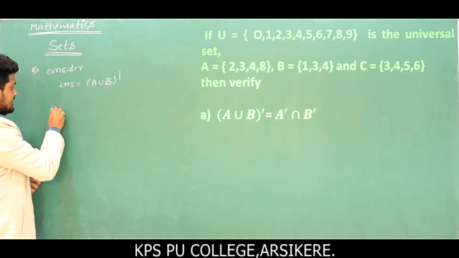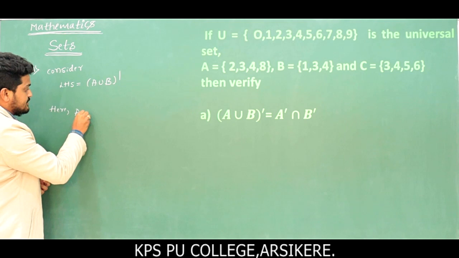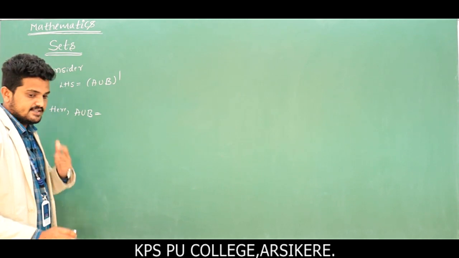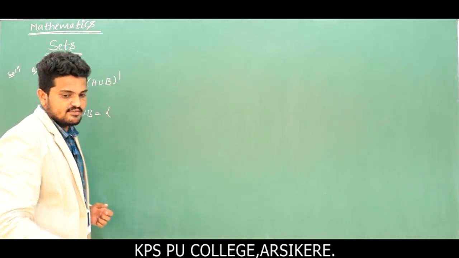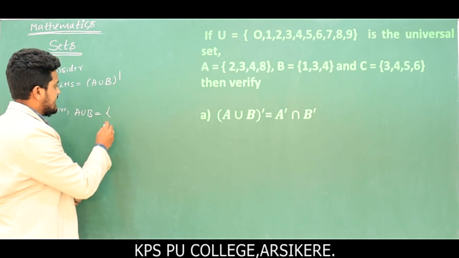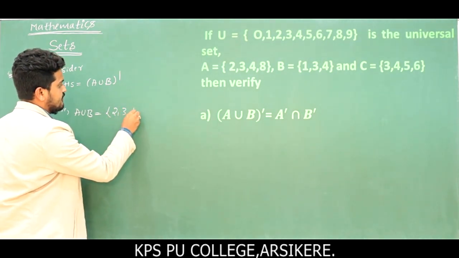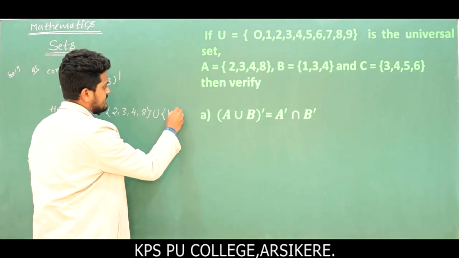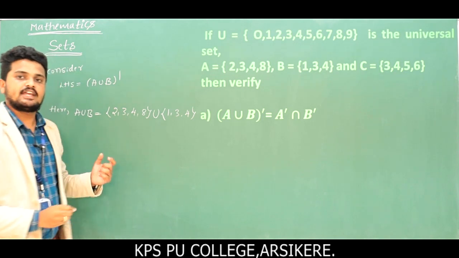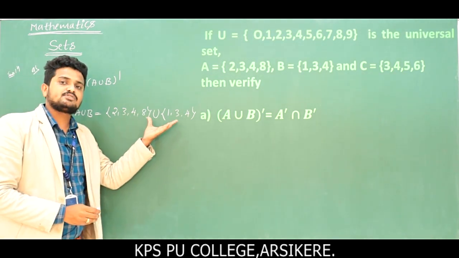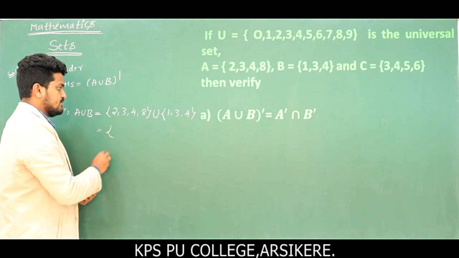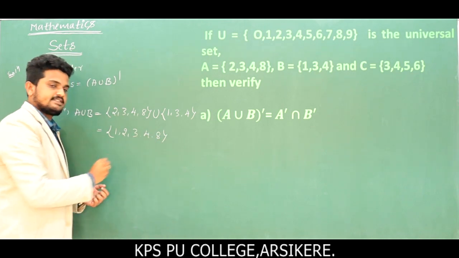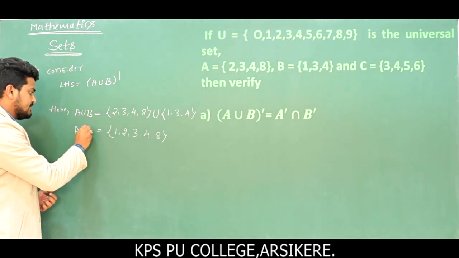So consider A union B here. A union B is equal to elements of set A, so 2, 3, 4, 8, union elements of set B, so 1, 3, 4. For the union of two sets, combining these elements, it is equal to 1, 2, 3, 4, 8. So this is the value of A union B.